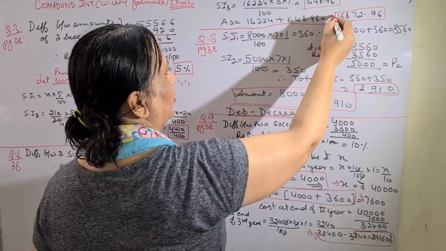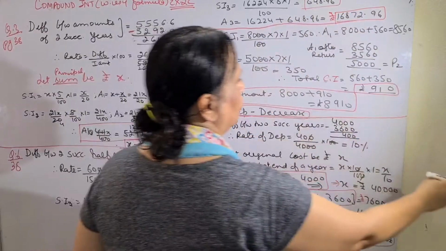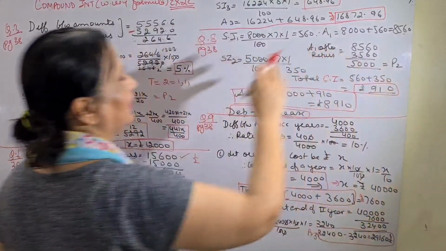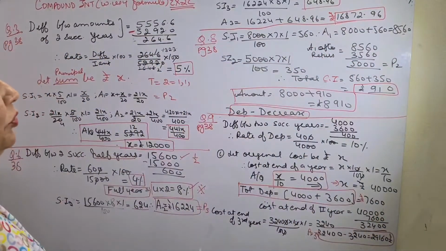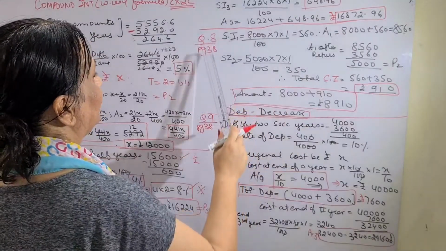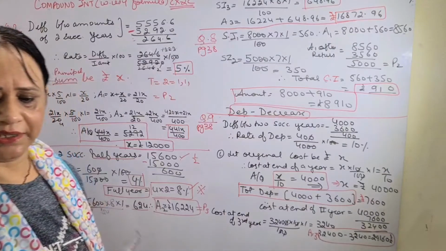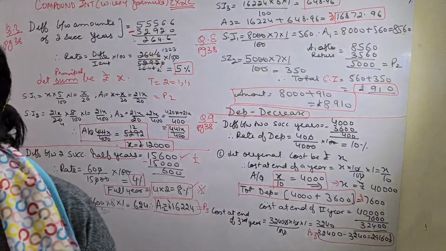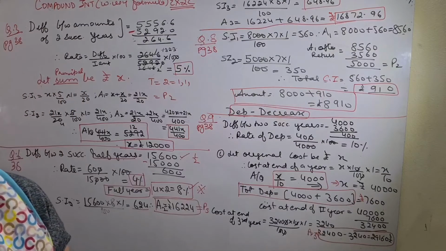Please children, don't forget to write R, rupees, because they carry marks. R carry marks, so be very careful about it. Now question number 8, page 38. Other questions are same, and you know where to send your doubts.